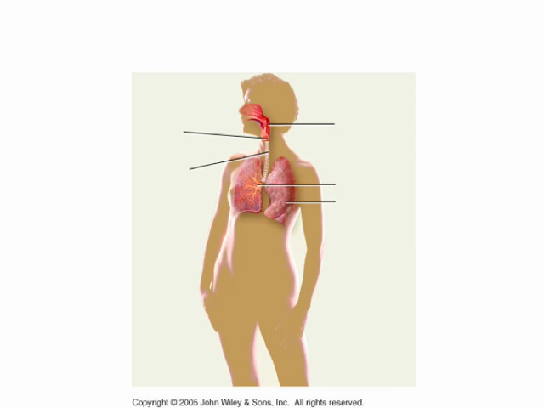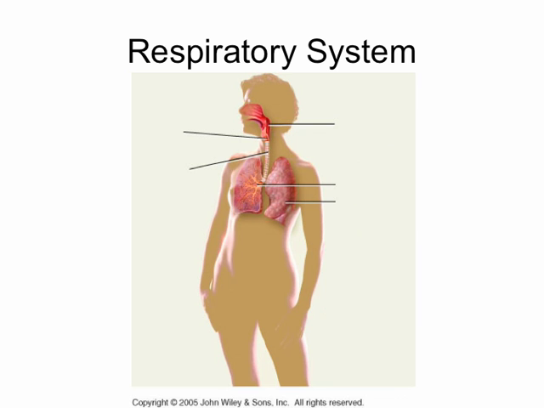This is the respiratory system. Major organs in the respiratory system include the larynx, which is known as your voice box, the trachea or your windpipe, the pharynx or your throat, the bronchioles, and of course the lungs.